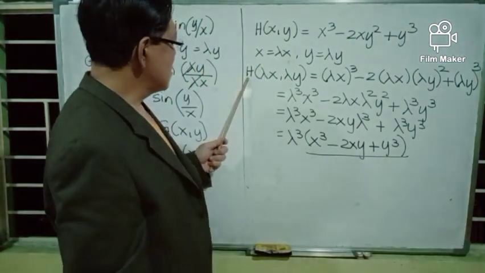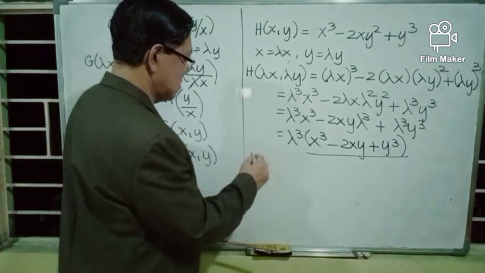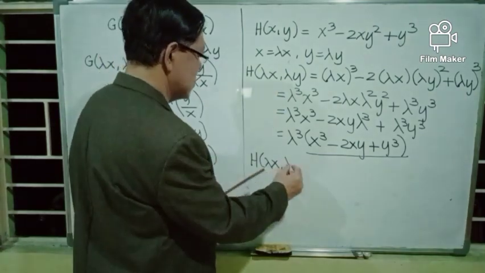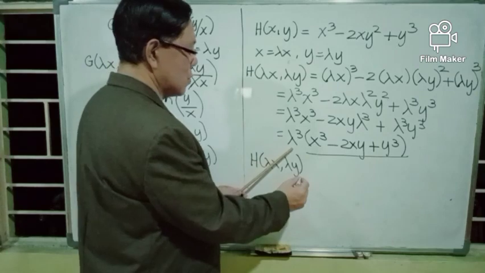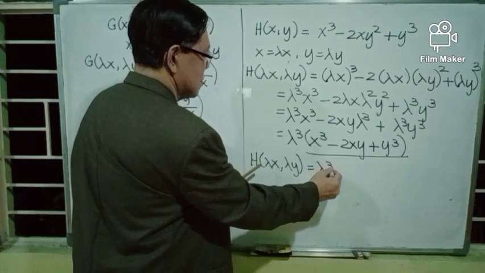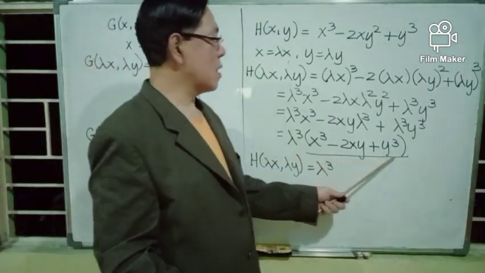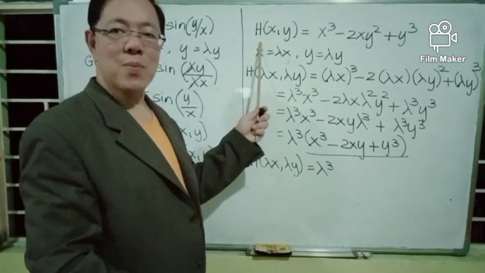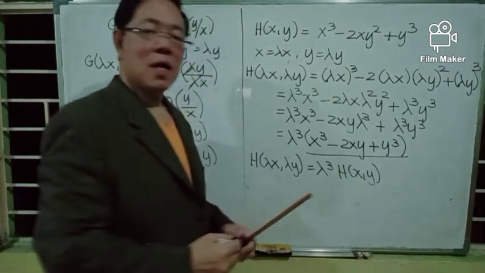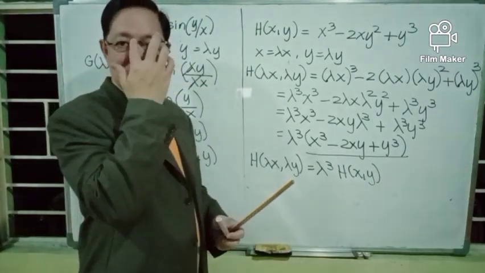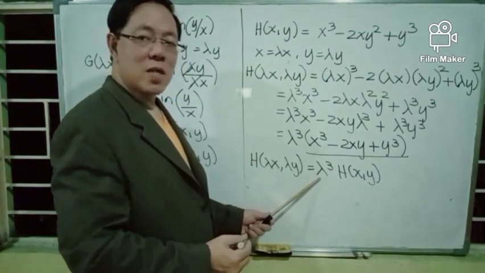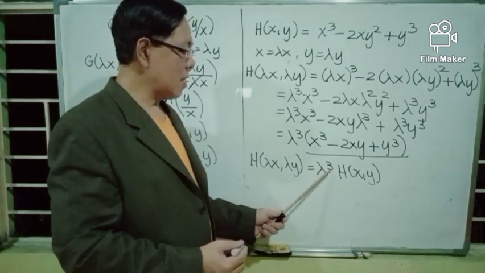xy. Therefore, h of lambda x, lambda y is equal to lambda cube multiplied by this trinomial, which is equal to h of xy. And the exponent k in the definition of homogeneous function is the exponent of lambda. In this example, k is 3.